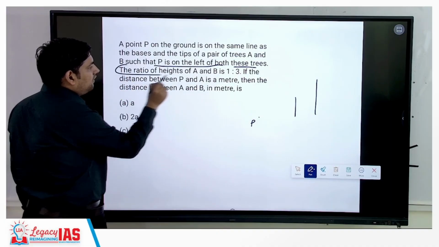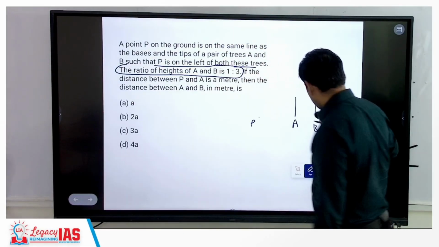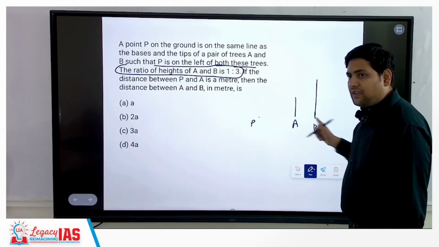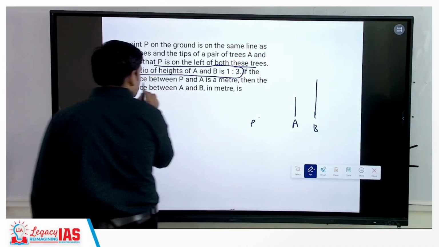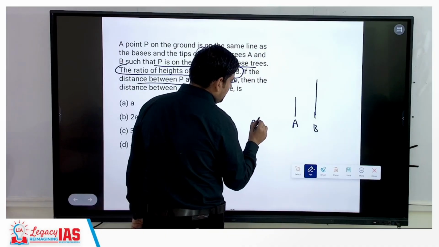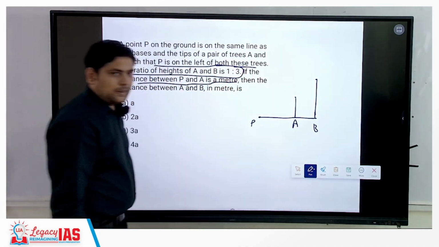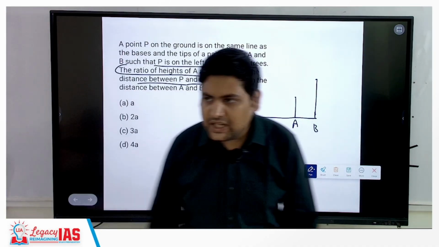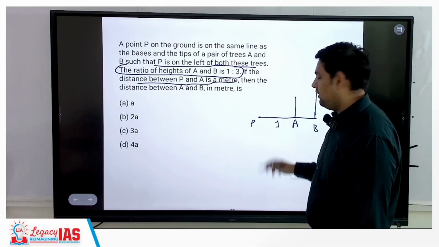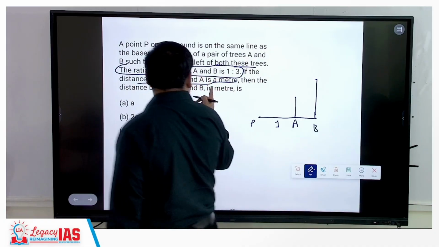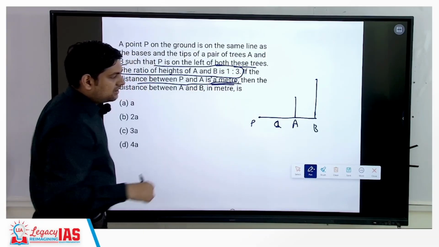Now it says the ratio of heights of A and B, that is these trees, is 1:3. So this is 3 times the size of this. Now, distance between P and A is a meter. So now let's just join them. Okay. Now, distance between P and A is what? This is given to be A meters. Okay, distance between P and A is A meters. So this is given to be A meters.